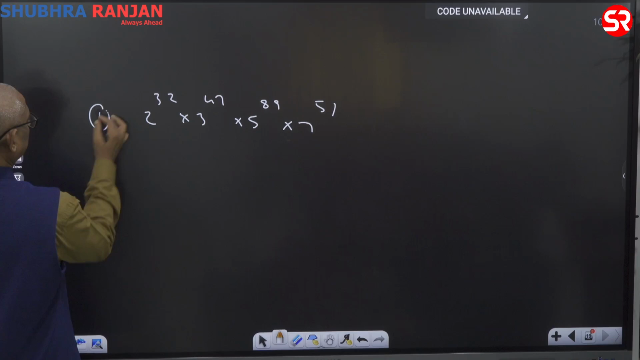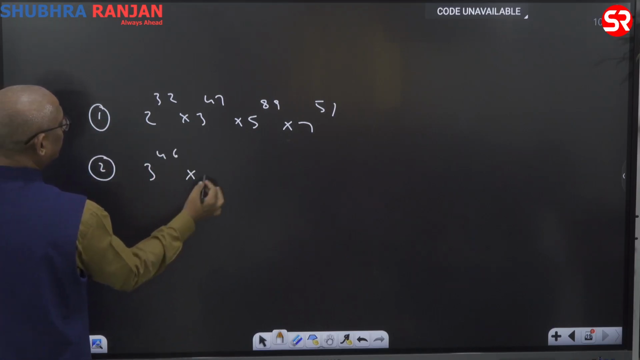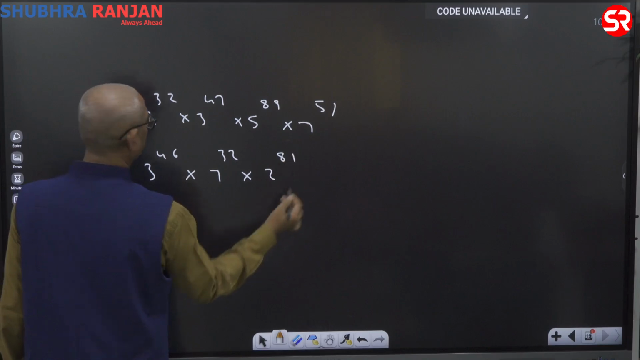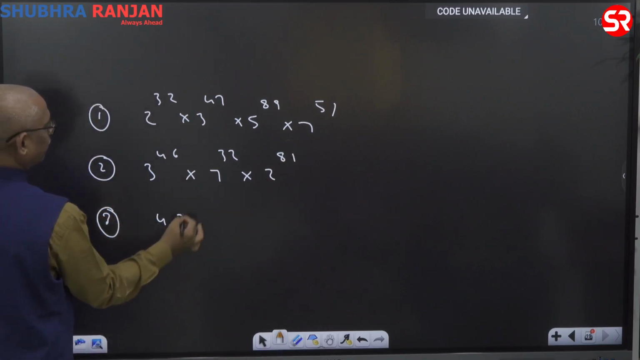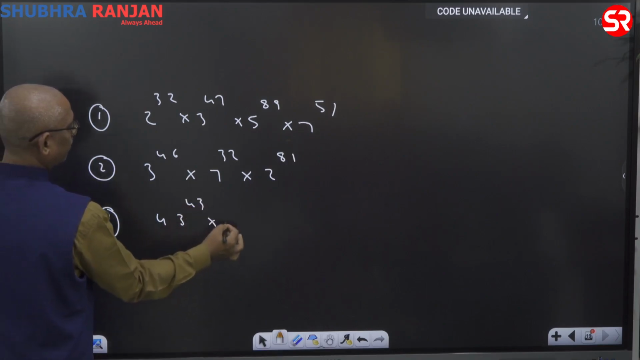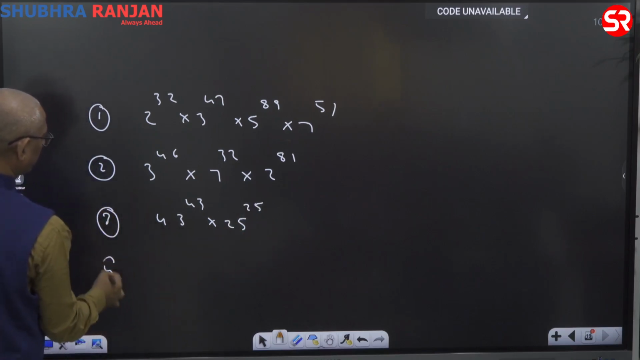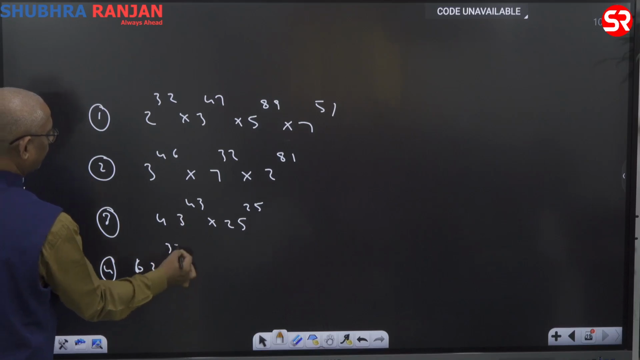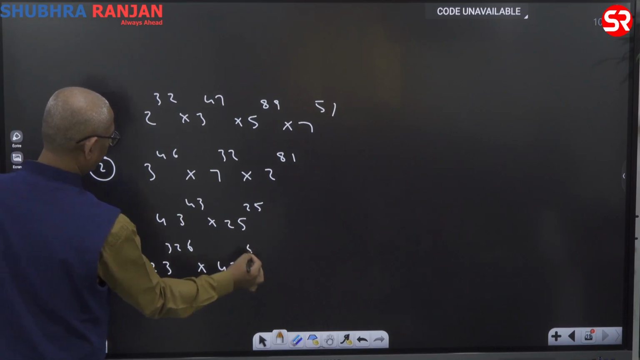First question. Second question: 3 power 46 into 7 power 32 into 2 power 81. Third question: 43 to the power of 43 into 25 to the power of 25. Fourth question: 623 to the power of 326 into 421 to the power of 521.